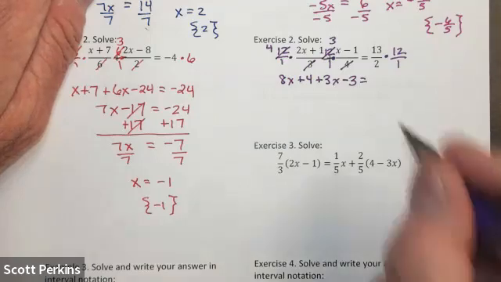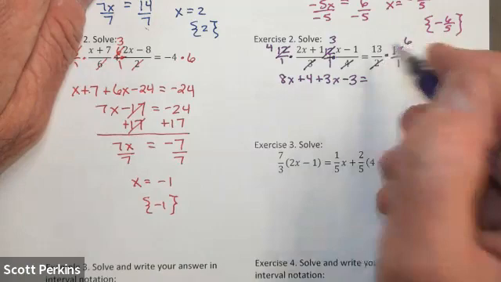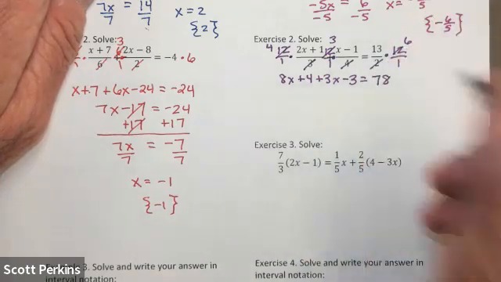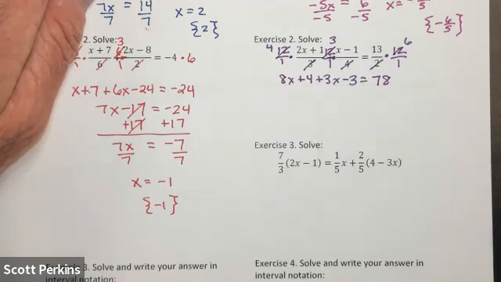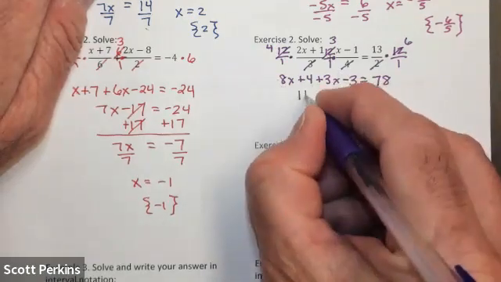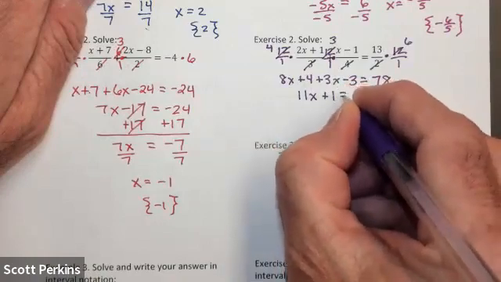On the other side, 2 goes into 12 6 times. And 6 times 13 is 78. That's the difficult step. I think to me, that's the most difficult part of the problem. The rest of this is pretty standard stuff. I'm going to collect those like terms now. 8 and 3 is 11x. 4 minus 3 is positive 1.